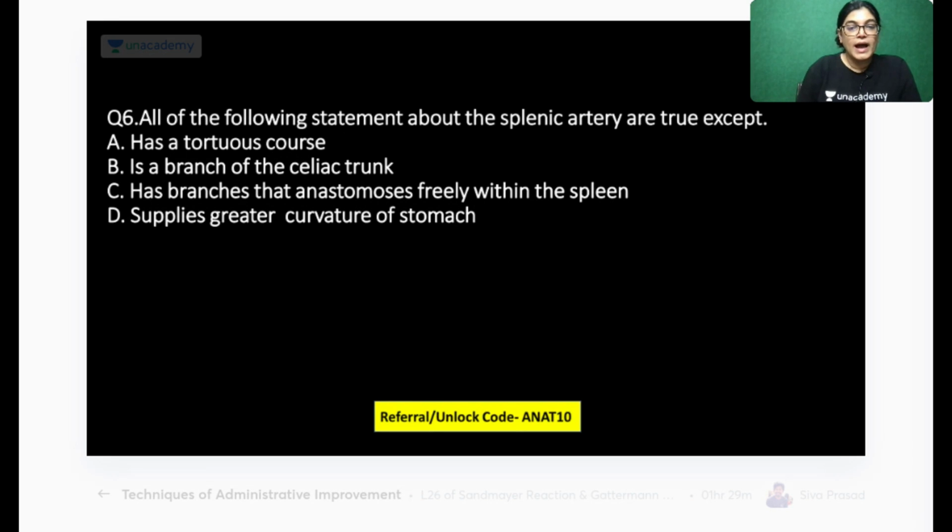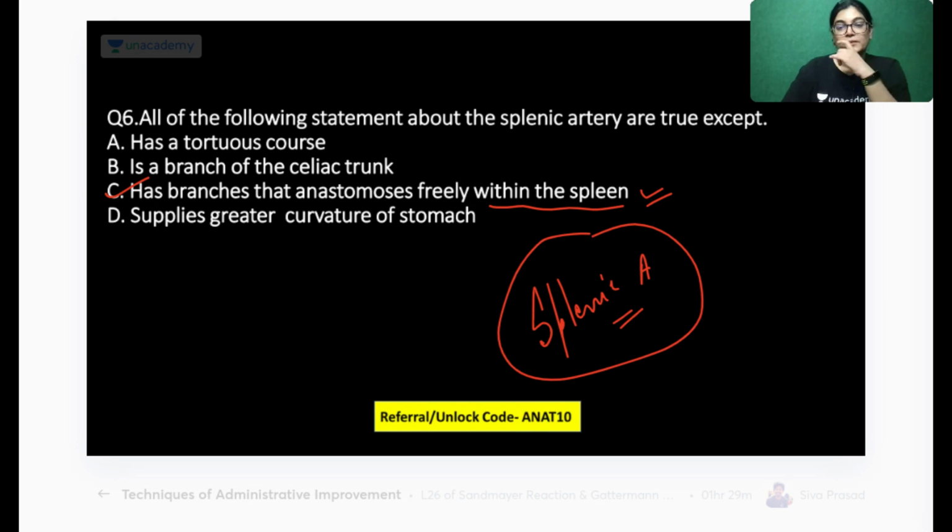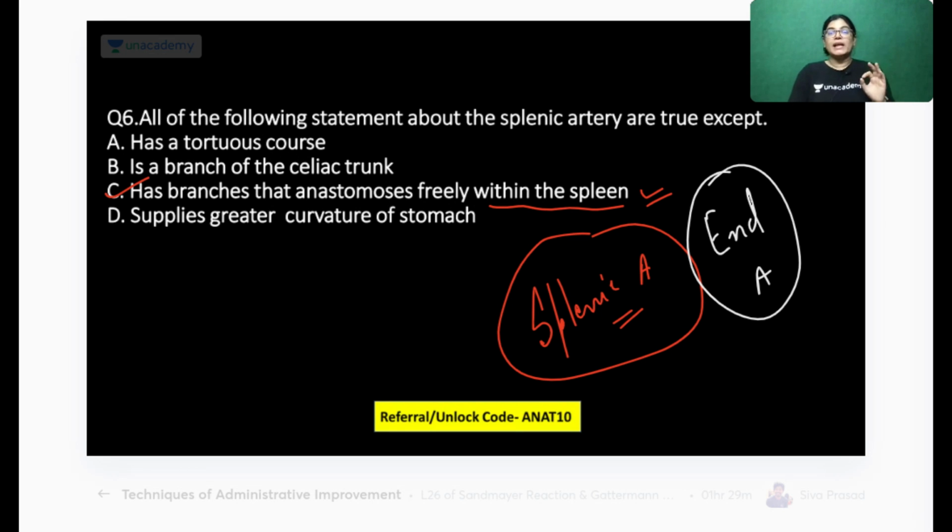So actually, it has branches that anastomose freely within the spleen. Is it correct? Absolutely wrong statement. Can anybody tell me which type of artery the splenic artery is? It is a general anatomy question. Yes, absolutely right, Abhi. It's an example of an end artery, an anatomical end artery.